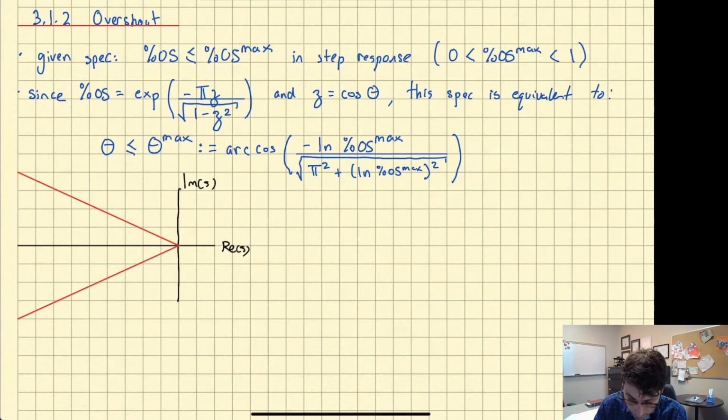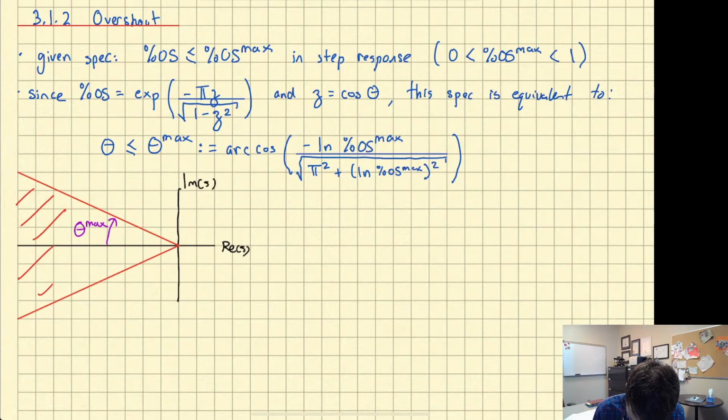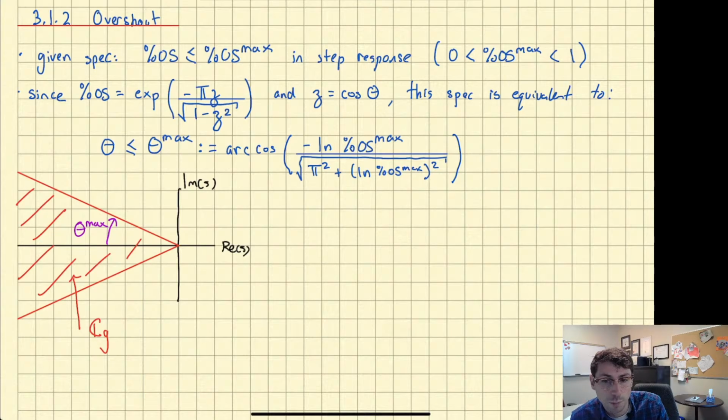So you're going to get a cone, right? And the angle that this cone makes is theta max. Okay? So we want all of our poles to be in this kind of sideways cone. So in this case, that will be our good part of the complex plane.